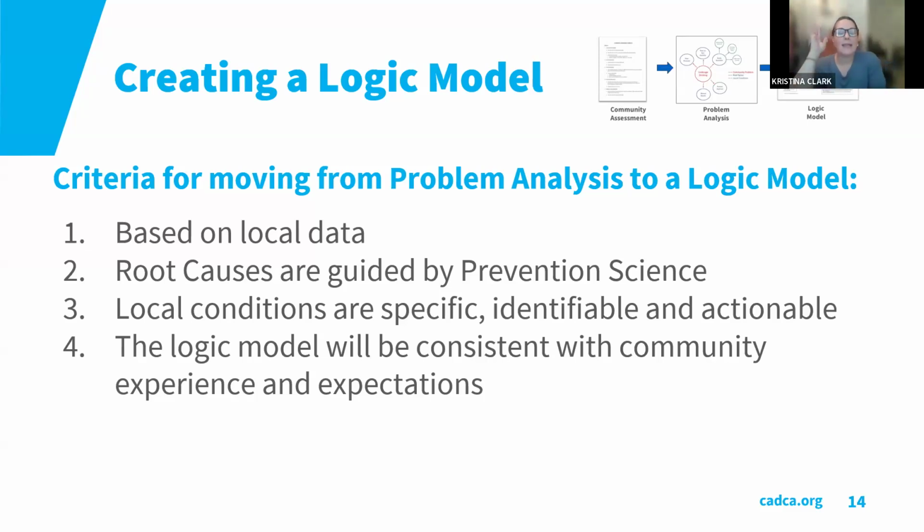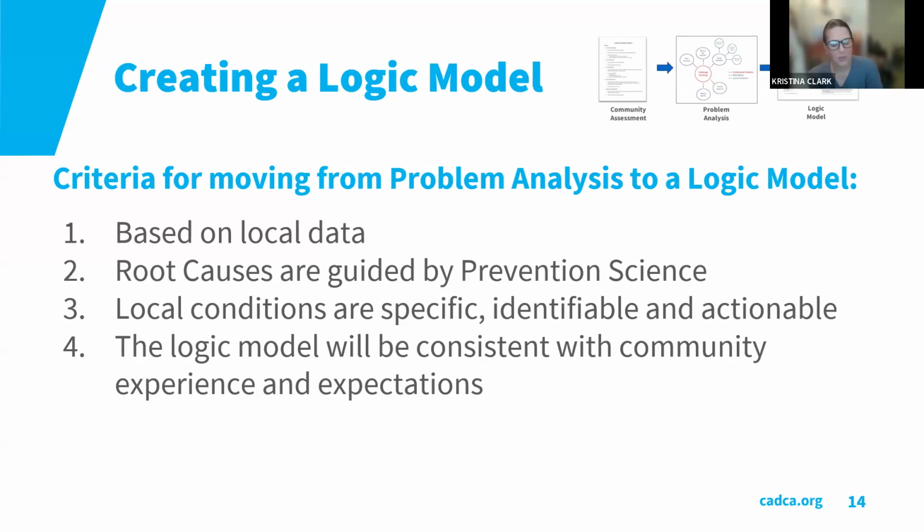So the fact that I could see kids drinking alcohol at the pit on the weekends, that's what we want, right? That's what we're talking about when we say local conditions. I can physically see the behavior we're going to be intervening in. Identifiable means we can measure it, and actionable means we can do something about it.